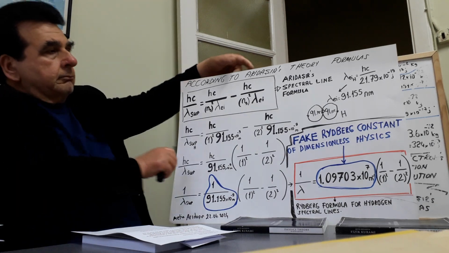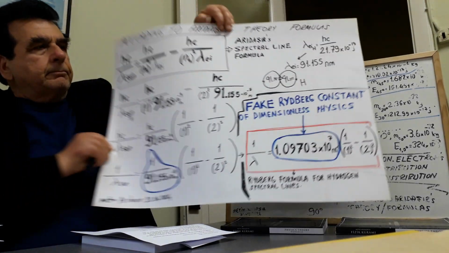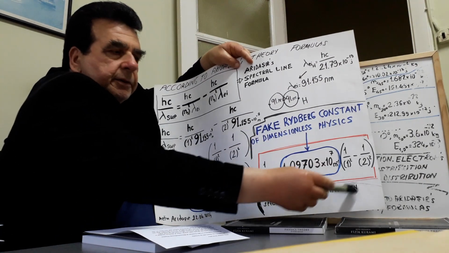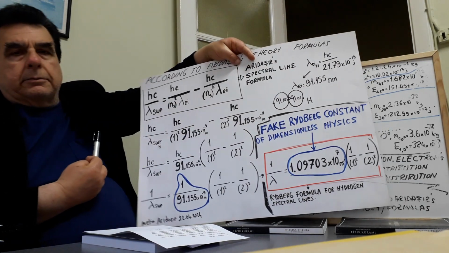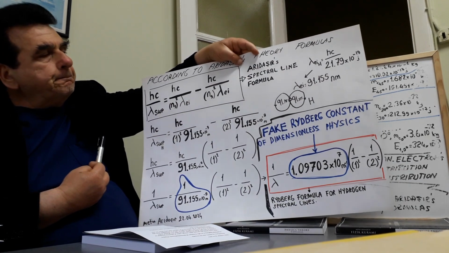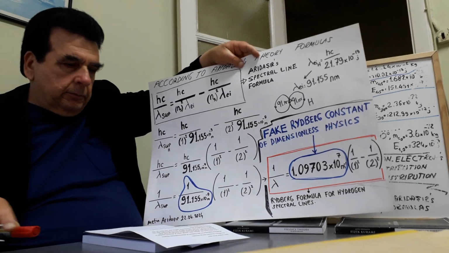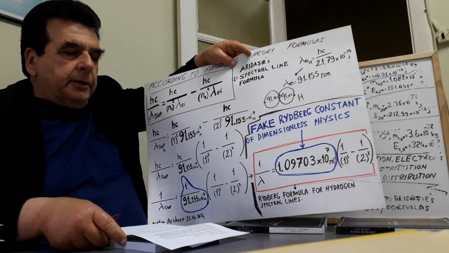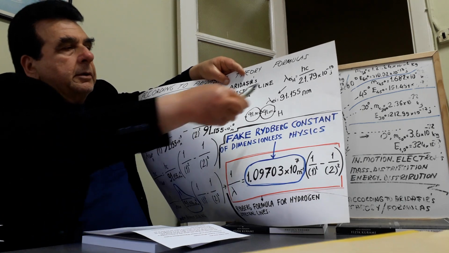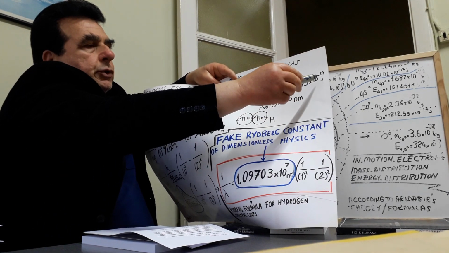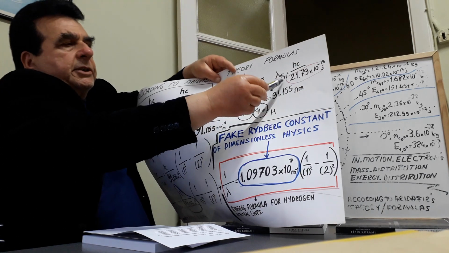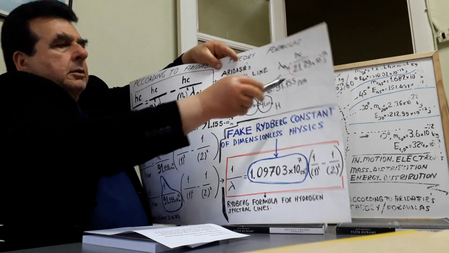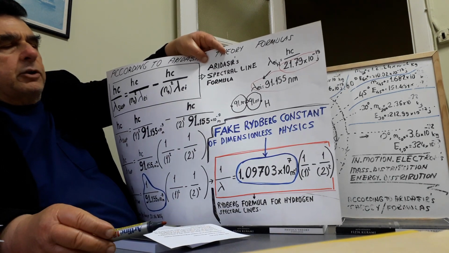This side is the accepted physics side, and this side is my theoretical side, okay? Everyone agrees that the ground state energy is 21.8 times 10 to the minus 19 joules here. And its corresponding wavelength is, of course, 91.155 nanometer.